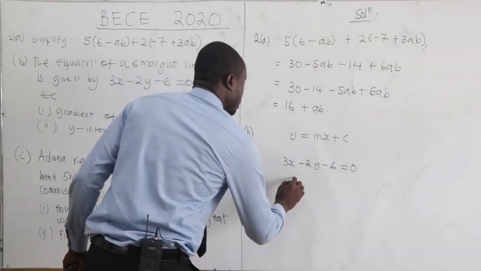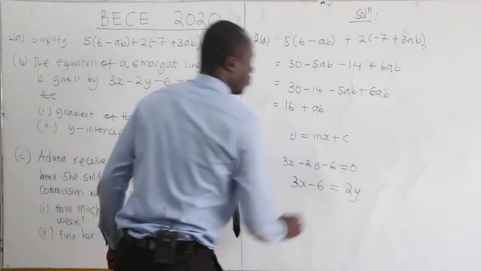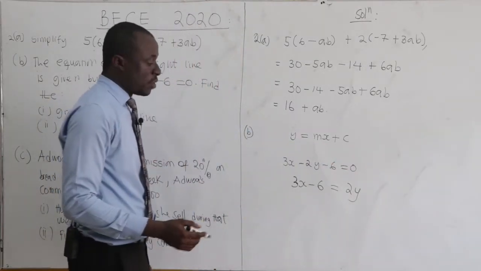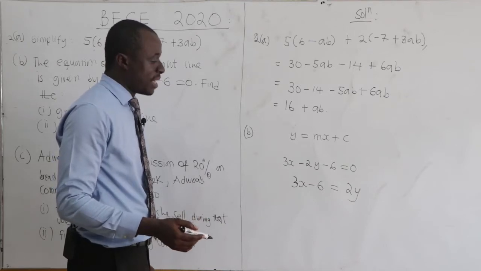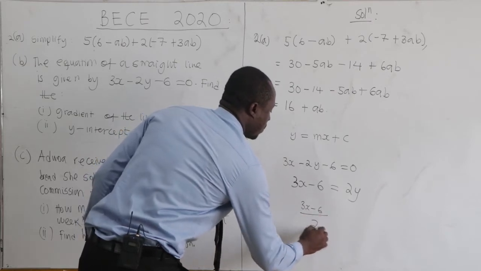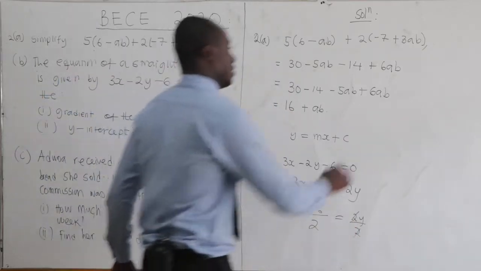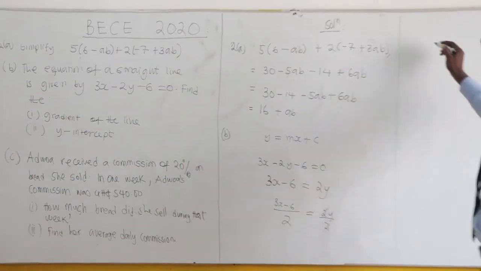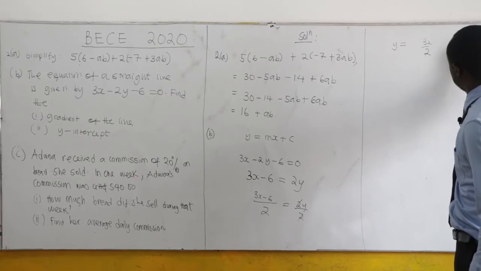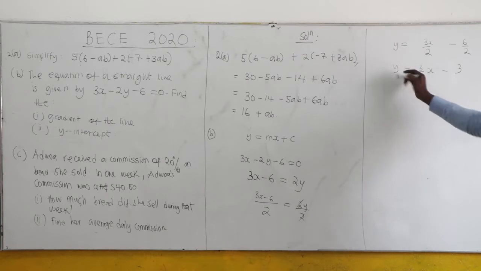Let's take this here and leave this over here. So we have 3x minus 6 equal to 2y. I'm taking this negative, I want it to cross to this side. Now I want to make y the subject. So I'll divide both sides by 2. So here I have 3x minus 6 all over 2 equal to 2y all over 2. This is cancelling that. Hence, I have my y equal to 3x over 2 minus 6 all over 2. And this is 3 over 2 x minus 3. This is what my y is equal to.